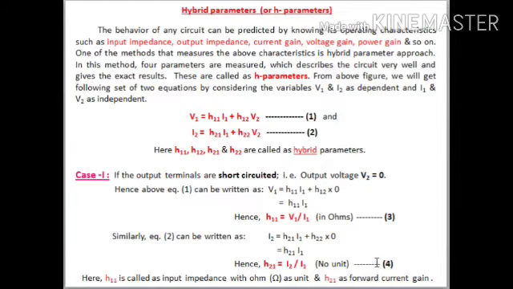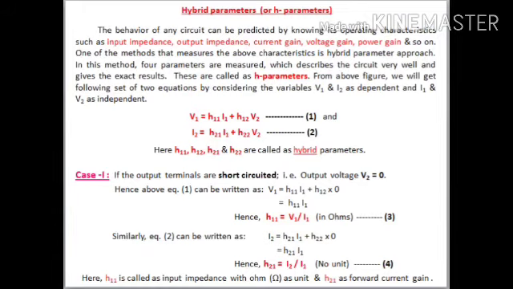Now again from equation 3 and 4 we can make one statement: H11 is called the input impedance with unit ohm, and H21 is called the forward current gain. H21 is the ratio of output current to input current, that's why it is the forward current gain.